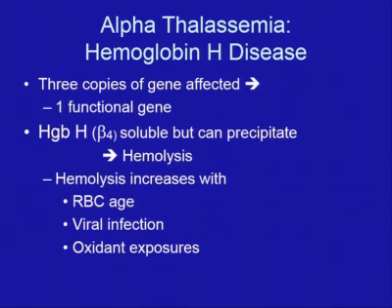So when you get up to 3 gene deletions, this is hemoglobin H disease. Again, you're making extra betas. Those beta 4 tetramers are hemoglobin H because you've only got one functional alpha gene working. Beta 4s are soluble in the circulation, but they do hemolyze, and especially with red cell age, they hemolyze more. If you get a virus infection, some sort of oxidant exposures, all of this can trigger hemolysis. So these are patients that may not need transfusions all the time, but under certain periods of stress may.